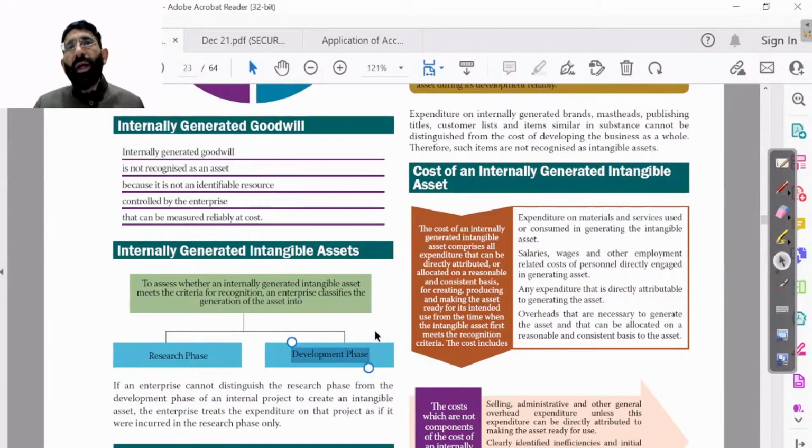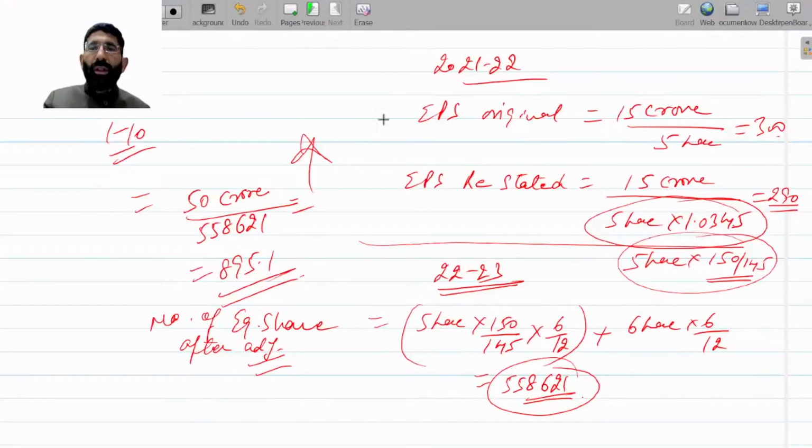There are two phases of every work. First of all, research is made. Every company is going for research work. In our research work, what are we doing? We are just making experiments.